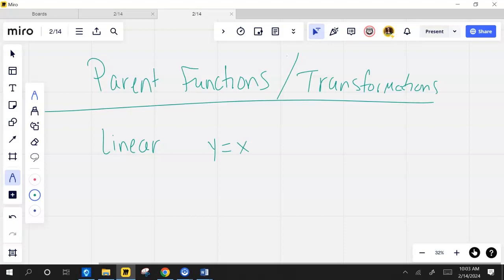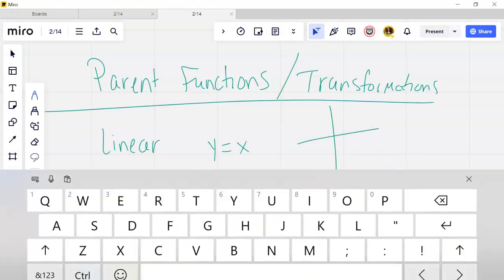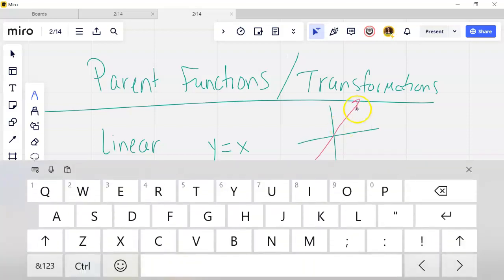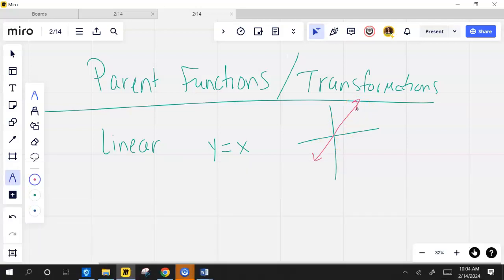What does that look like when you graph it? It just looks like that. So that is the parent graph for all linear functions. And from there, we can start sliding, shifting, shrinking, stretching, and we'll talk about all that good stuff.